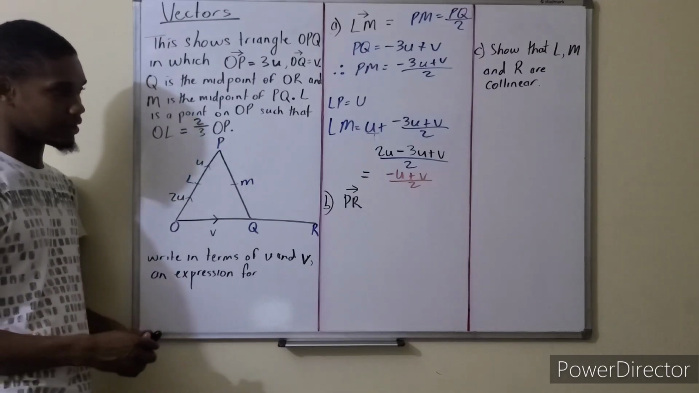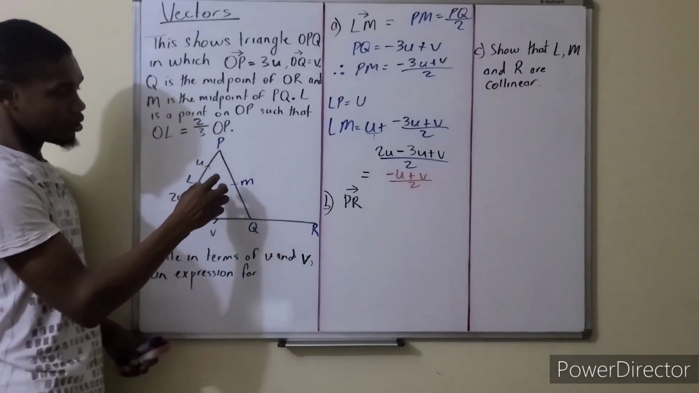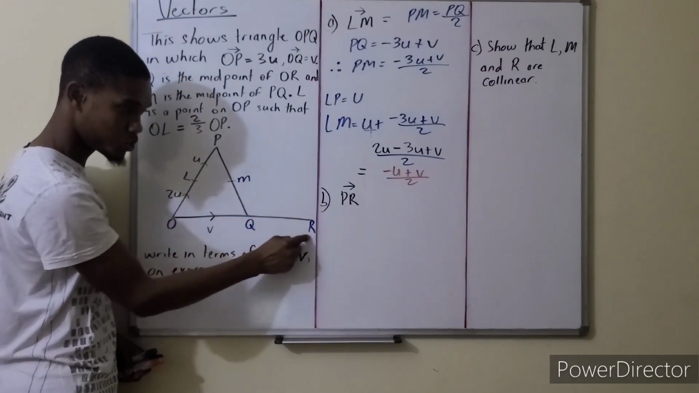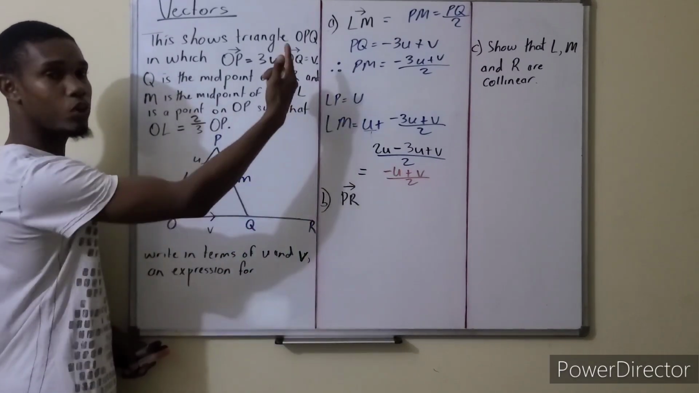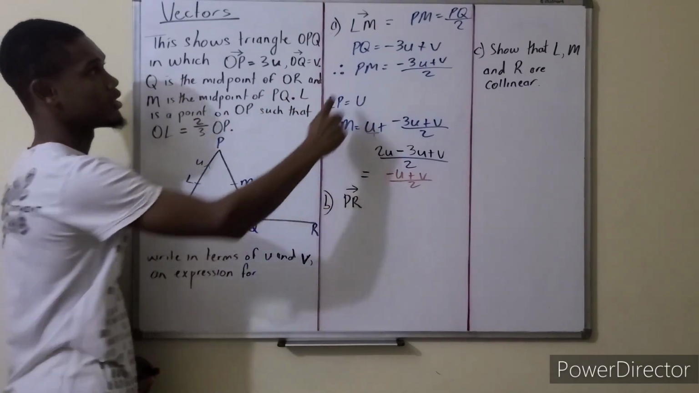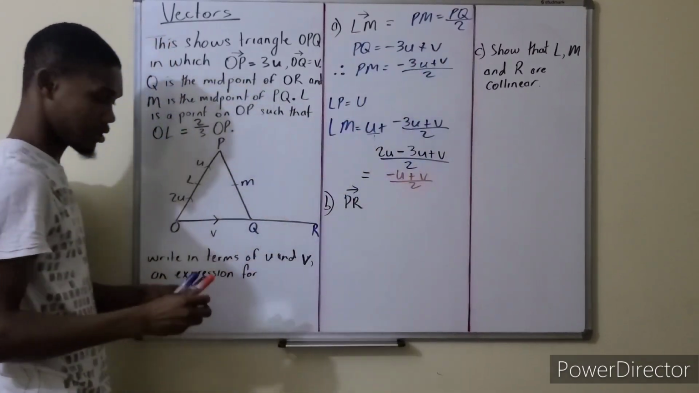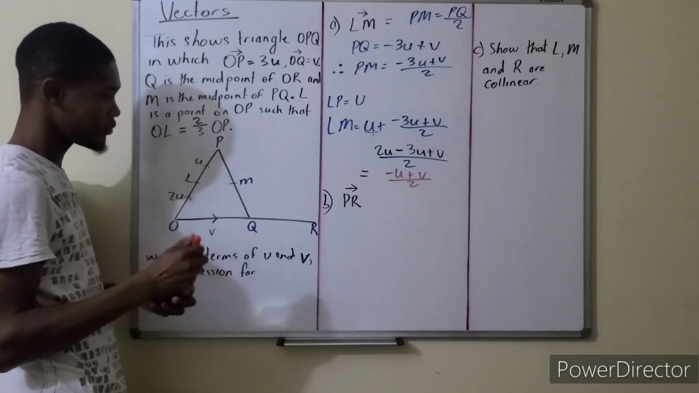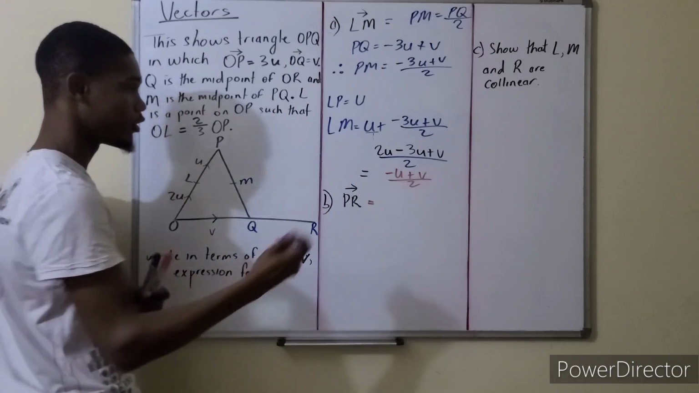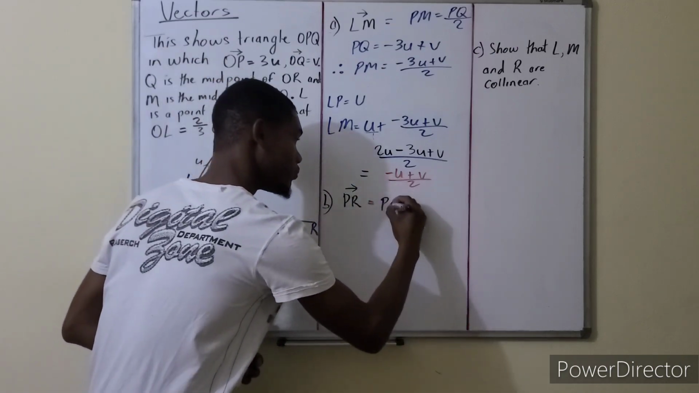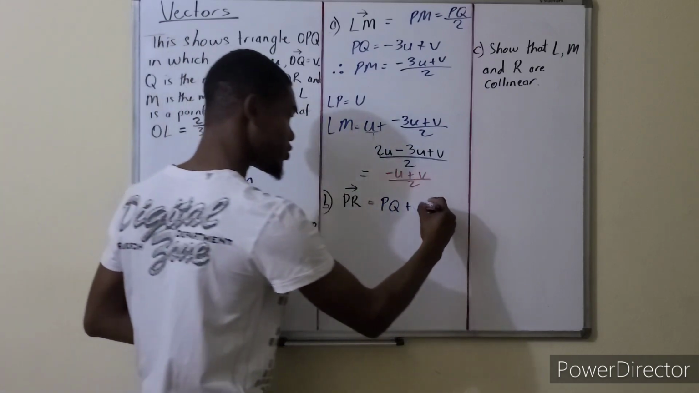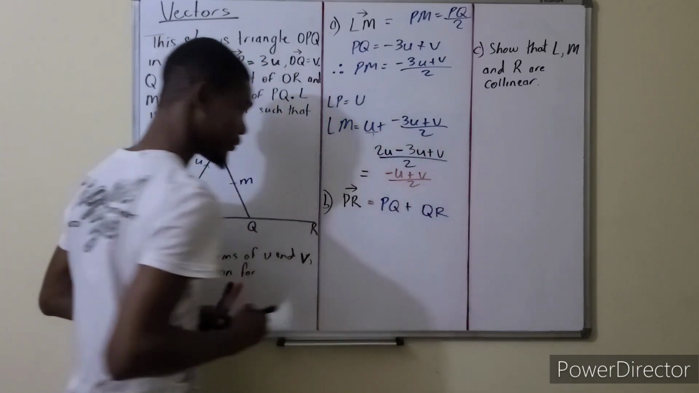Now PR again means moving from P to Q and then from Q to R. Based on the question up top here, we already found what PQ is. So if you want to move from P to R, you need to first move from P to Q, and then you add the distance of Q to R, plus QR.